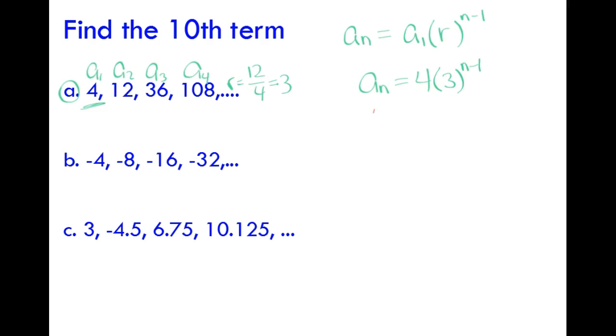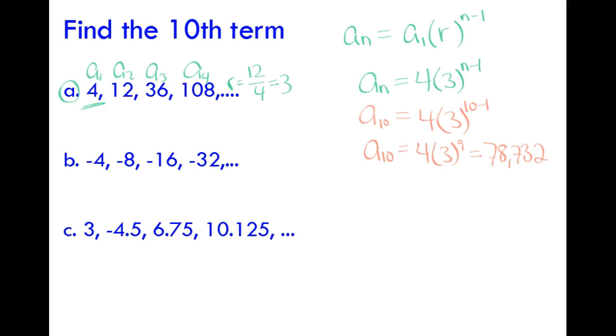You say a of 10 equals 4 times 3 to the 10 minus 1 power, which is 4 times 3 to the 9th power. And we're going to want to calculate for this. Alright, looking at mine, it's 78,732. And yeah, it's a big number because every time you multiply by 3, it just keeps getting bigger and bigger and bigger. And at only 10, it's already almost 100,000. And we'll be far beyond that at 11.